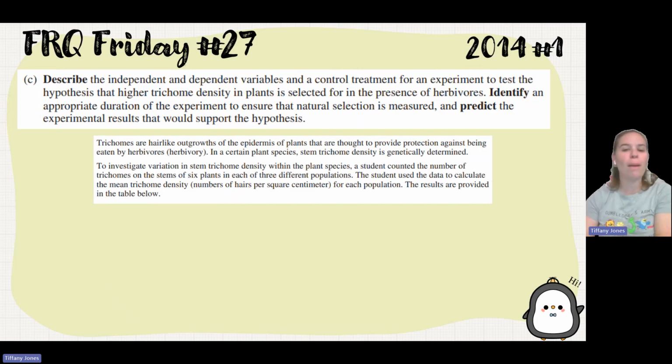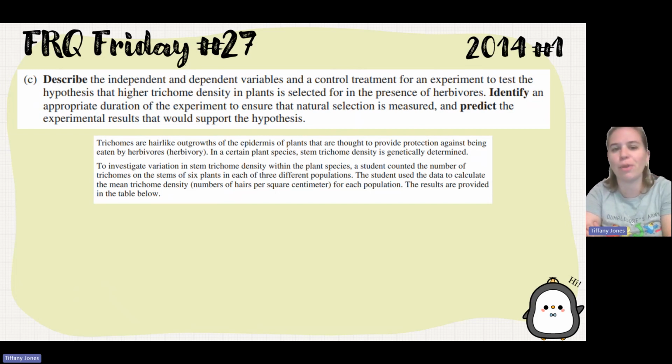Okay. So if I'm looking at my experiment and I'm trying to test about having higher trichomes in the presence of herbivores, then my independent variable is going to be what I'm changing. I'm changing those herbivores. I'm testing to see if herbivores have an effect. So my independent variable will be herbivores. My dependent variable is going to be the number of trichomes on that plant. So looking at the density on those plants.